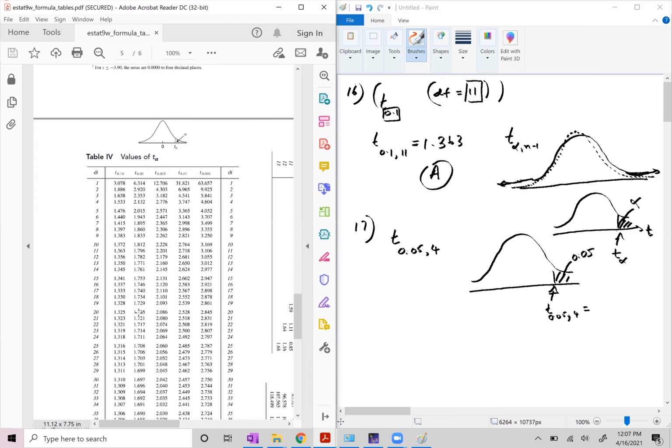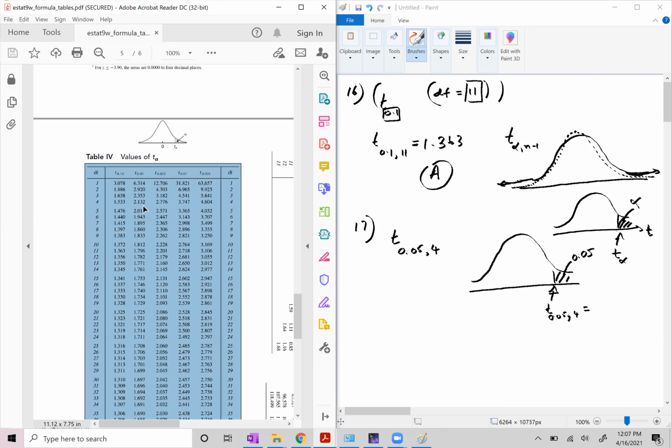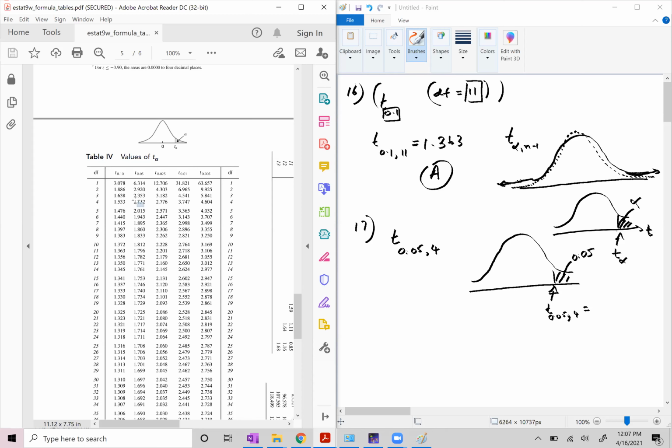Right. Now let's see t.05 comma 4. t.05 is the second column, and degrees of freedom 4. So you have this value, 2.132. So the answer is 2.132.